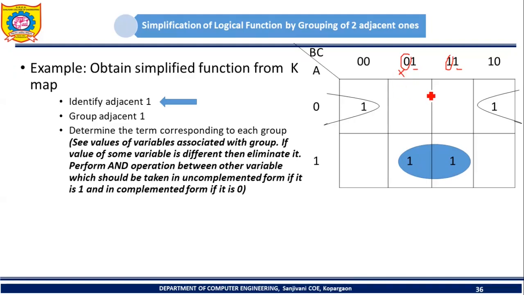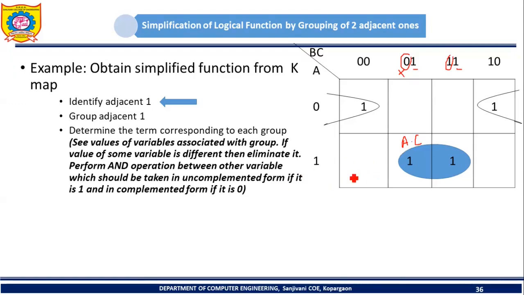So we have discarded B, so we have A and C. So what do we have to do? We have to perform AND operation between A and C, right? So perform AND operation between the other variables, which should be taken in uncomplemented form if it is 1.